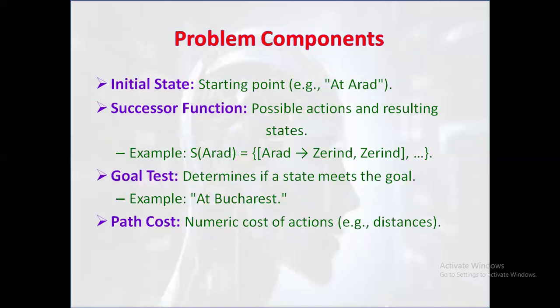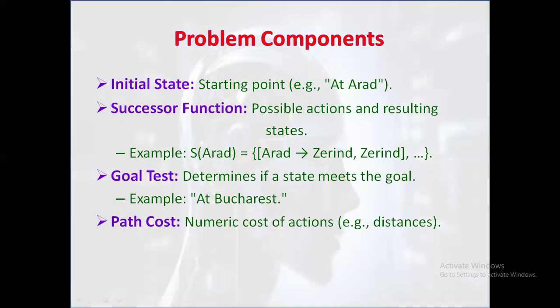Next, problem components. Here these are all the problem components: initial state, successor function, goal test, and path cost. So initial state. The initial state represents the starting point of the agent. It is the condition or location where the agent begins its task. In the travel example, the initial state would be at Arad. This is the first point in the agent's problem solving process, and it serves as the reference from which all subsequent actions are taken.